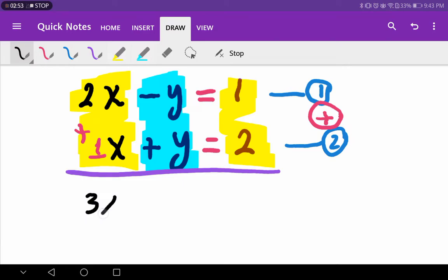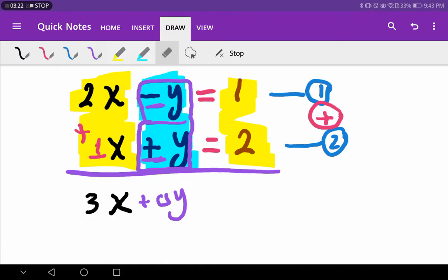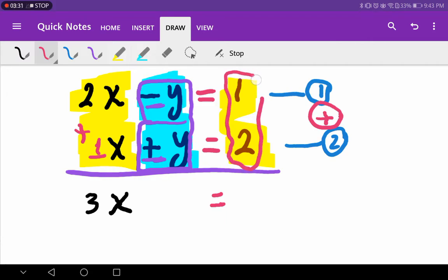Yes, we know, teacher. This equals 3x. Negative 1 plus 1 is 0, so negative y plus y equals 0y, no need to write it. Continue: equal 1 plus 2. 1 plus 2 equals 3. Bravo.